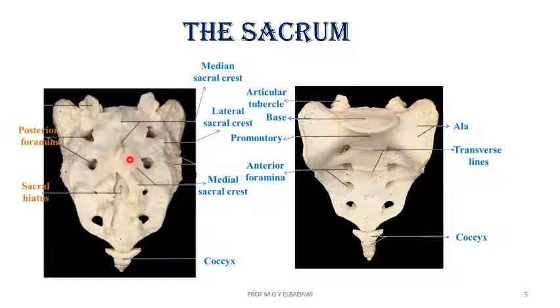The union of the spines in the middle line, the fusion, will create what we call the median sacral crest. The fusion of the articular facets will form the medial sacral crest, while fusion of the transverse processes will form the lateral sacral crest. These are the posterior sacral foramina over here.